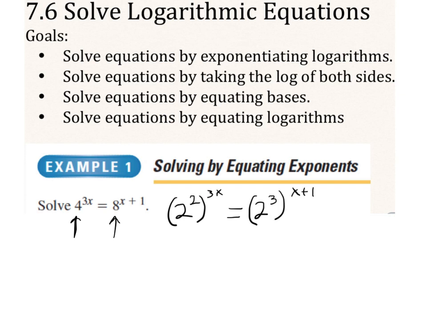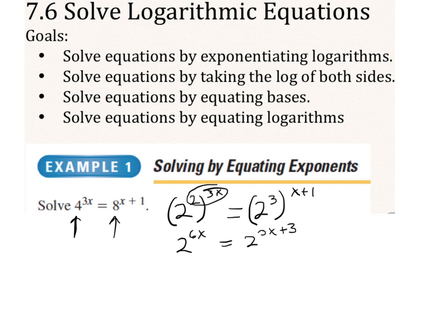And then what we can do is we can say, well, 2 to the 2 all raised to the 3x, we multiply exponents. And then we could say, well, do the same here. We get 2 to the 3x plus 3.